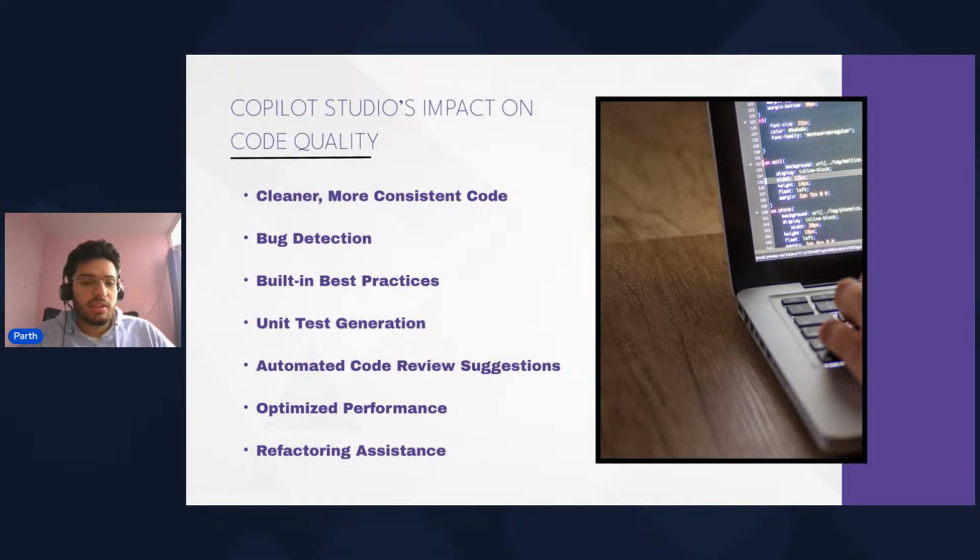Apart from that, we have refactoring assistance. Refactoring assistance is how you can modify your code according to the current requirements. Suppose you have written high quality code, but for some function you haven't written the code at par with the other code. Copilot Studio can know that and recommend how you can refactor your code to certain needs and recommendations as well. So those were the main impacts on code quality.